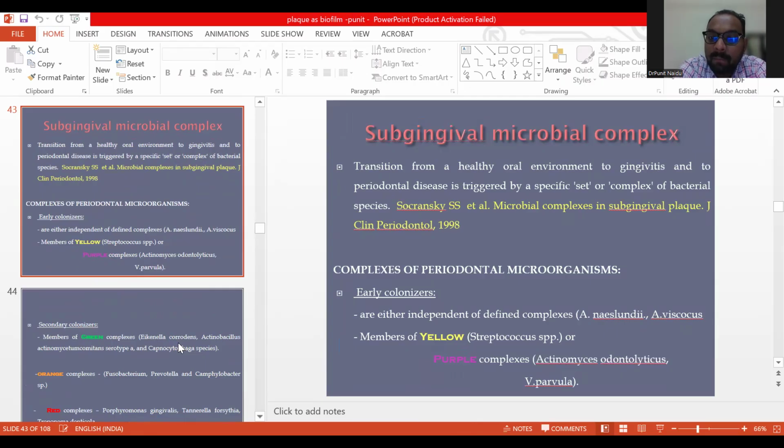Subgingival microbial complex. This is a transition from a healthy oral environment to gingivitis and to periodontal disease triggered by a specific set or complex of bacterial species. These include early colonizers. These are independent defined complexes, which are Actinomyces naeslundii and Actinomyces viscosus. And the other members are Streptococcus species indicated by yellow color, and Actinomyces odontolyticus and Veillonella parvula. These are indicated by purple complexes.